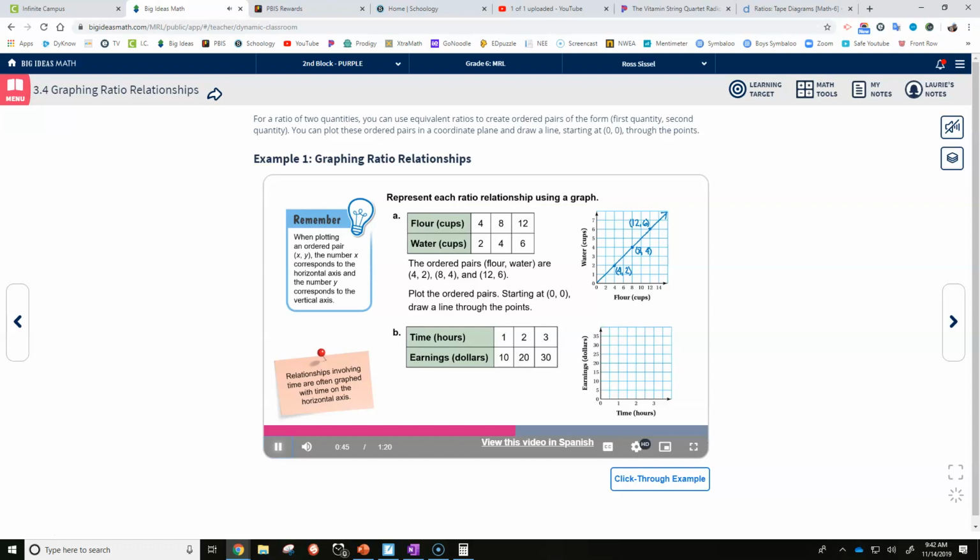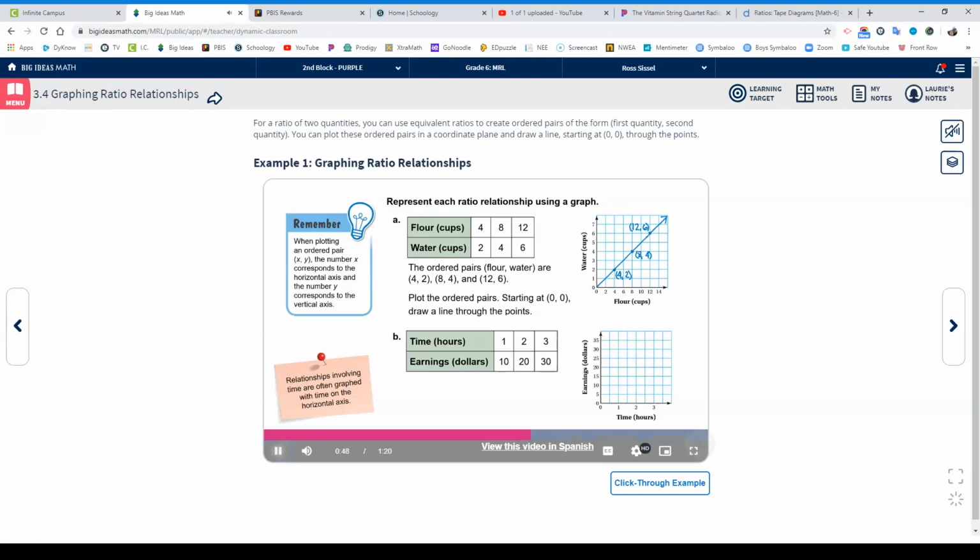Okay. Does everyone get what they just did? Coordinate points. Top is X, bottom is Y. So 4, 2, 8, 4, 12, 6. Draw a straight line. Alright? This is what you have to do on B.